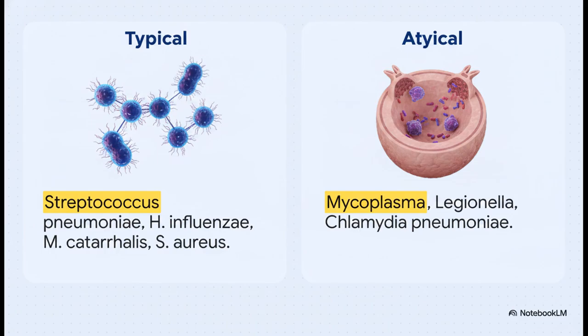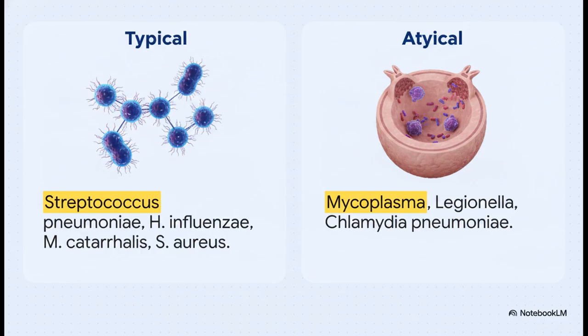Our suspect pool has a really primary division, typical versus atypical pathogens. Think of the typicals as our usual suspects. Mentally highlight Streptococcus pneumoniae, for sure. It is the single most common cause of community-acquired pneumonia, period. Alongside it, we've got H. influenzae, Moraxella catarrhalis, and Staph aureus.